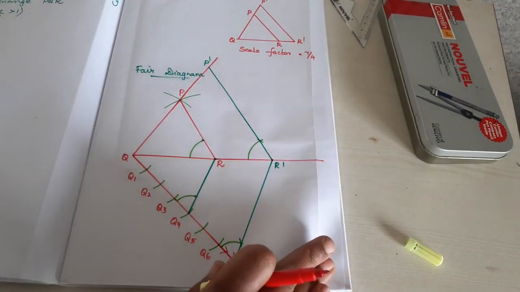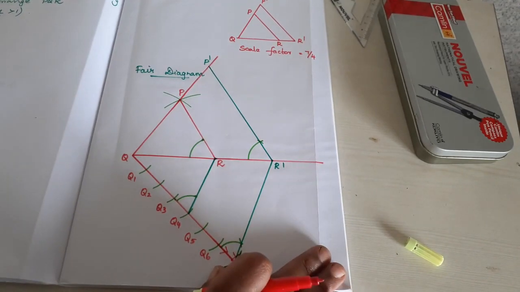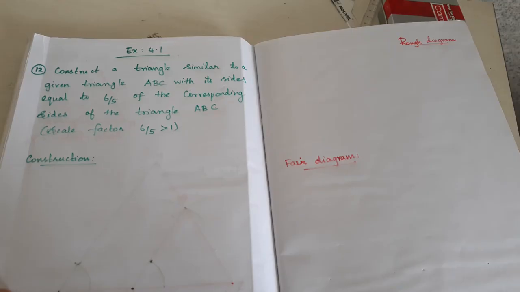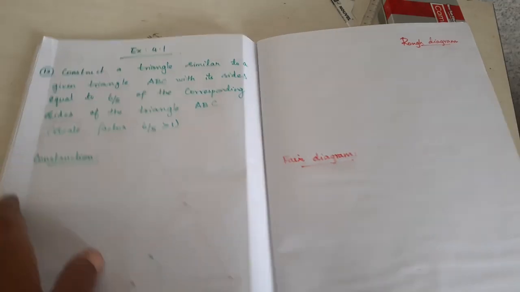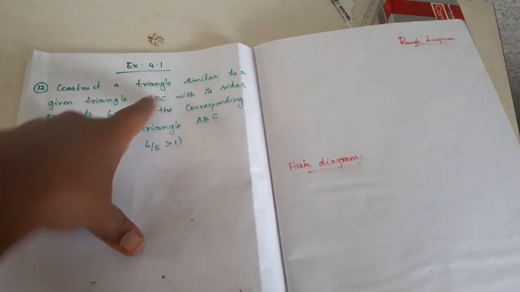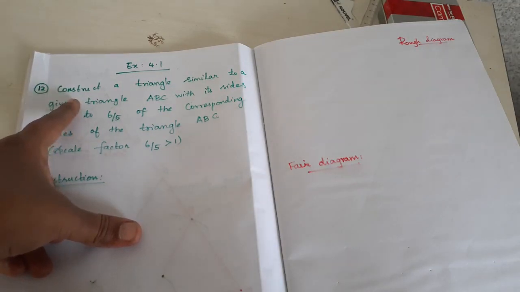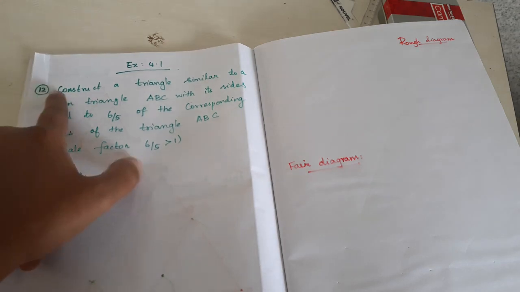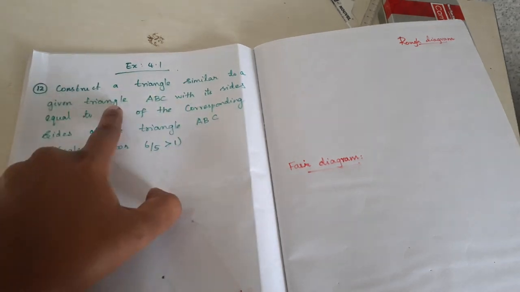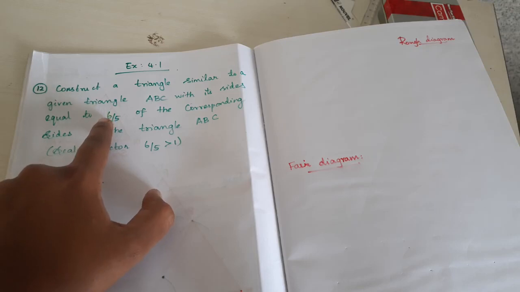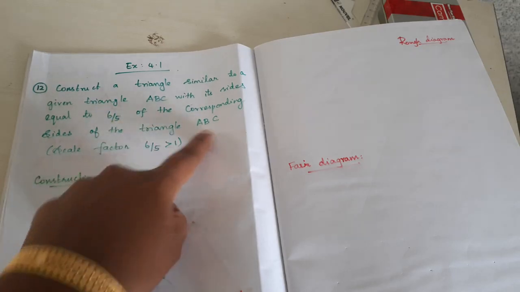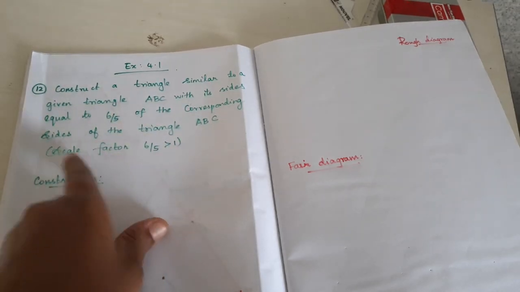Shall we see one exercise problem now? Then one exercise problem homework. Okay, dear students, listen. Exercise 4.1, 12th problem. Already we completed 10 as classwork and 11 is homework. Now 12 is classwork and 13 is homework. Okay. So construct a triangle similar to the given triangle ABC with its sides equal to 6 by 5 of the corresponding sides of the triangle ABC. Scale factor is given. Shall we start now?